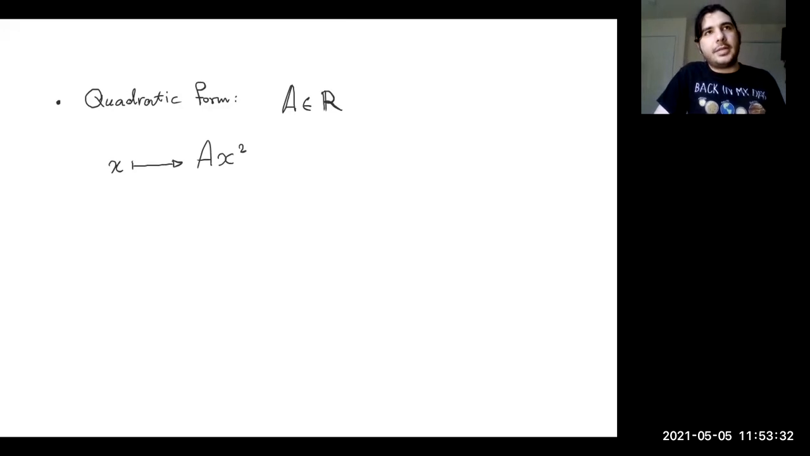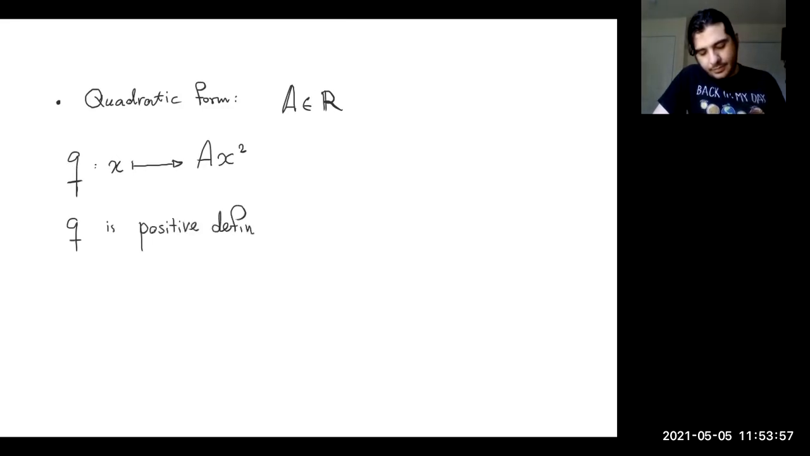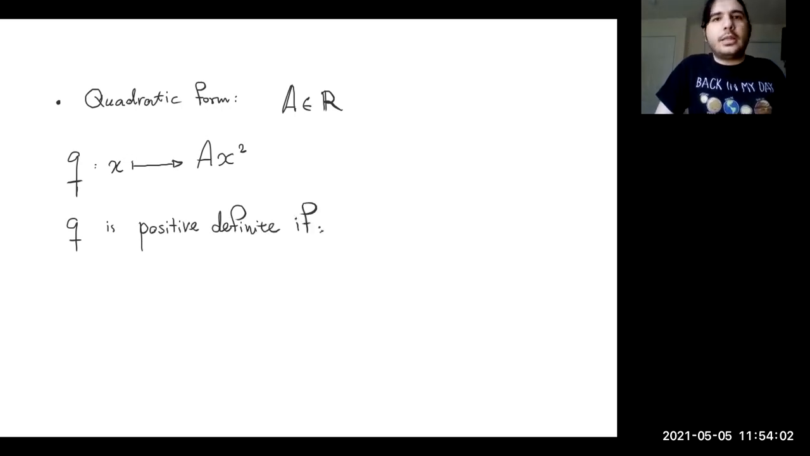Very simple. It's like a function from R to R. You can think about this as a function. Let's denote it by Q. You can think about Q as a function from R to R, which sends x to ax squared. So as you know, we say a quadratic form Q is, for example, positive definite if, well, let me ask you, what is the definition of being positive definite?